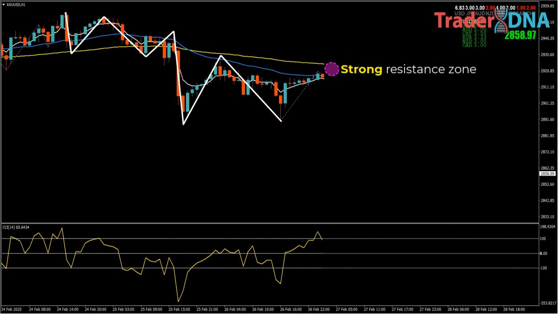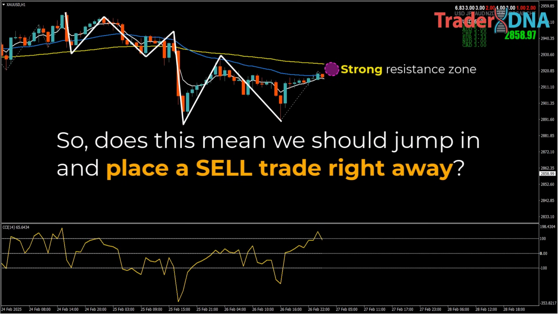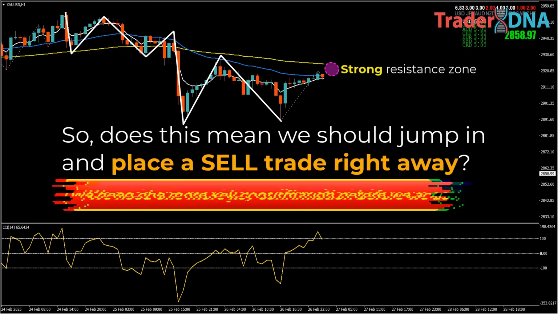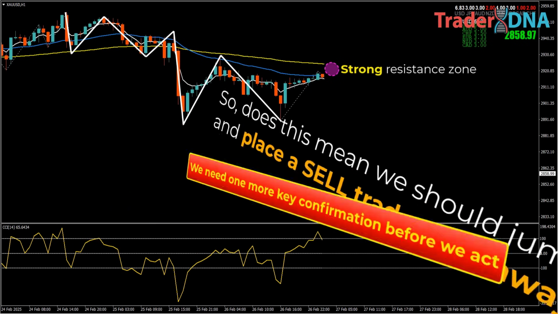Exactly that is happening. The price has climbed up into the resistance zone, signaling that this bearish trend is temporarily weakening. The market has been selling off for a while, and now we're seeing a pullback into this key resistance area. So does this mean we should jump in and place a sell trade right away? Not yet. This setup alone isn't enough to confirm a high probability entry. We need one more key confirmation before we act.